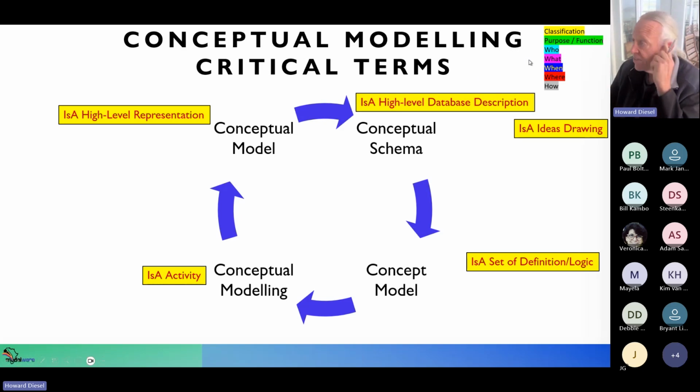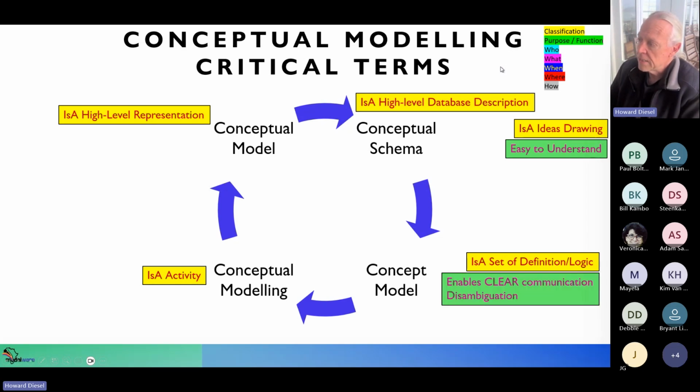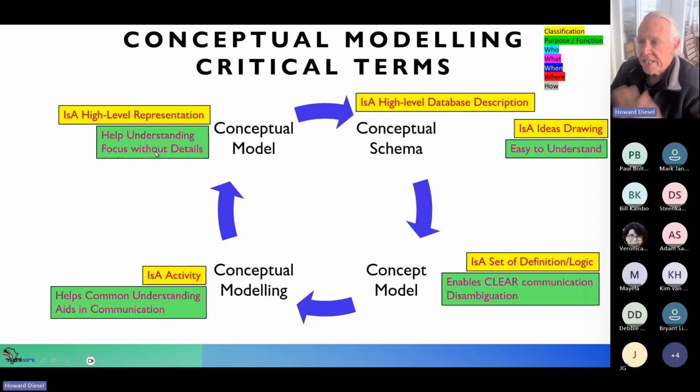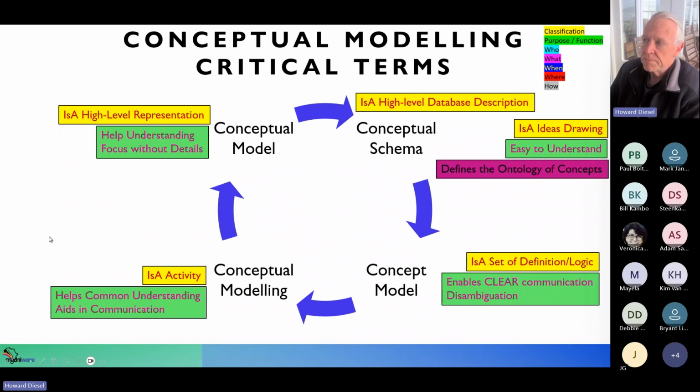So we're going round in this circle in this iterative approach. First of all, to find our classifications. Then we have a purpose statement. Easy to understand, clear communication, disambiguation. Okay, can you see the concept models there? That's much stronger at disambiguation than the conceptual model. Okay, helps common understanding, aids in communication, helps understanding, focus without details. Okay, the conceptual model is getting me to focus on things that are important, and I do not need to go to the details at this point in time.